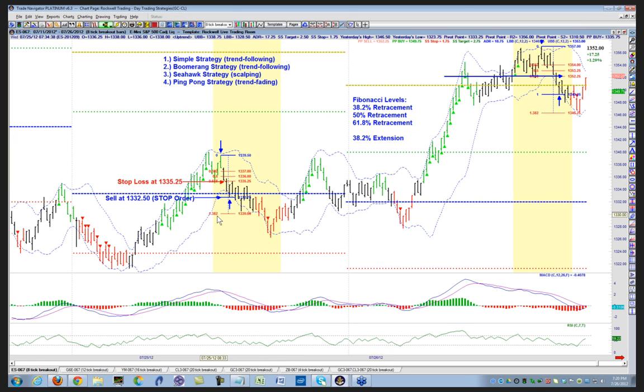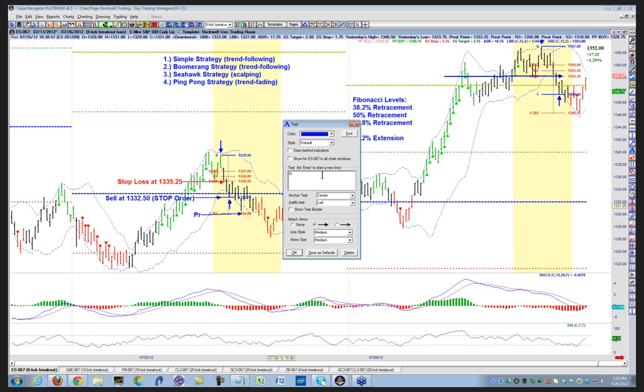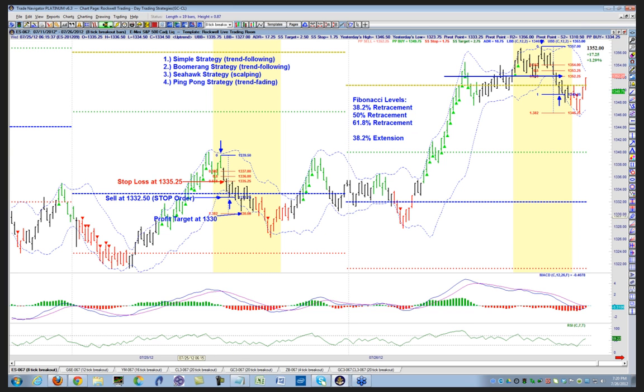And then the profit target is at the 38.2 extension. So right here on this level, right here, there's the profit target. Profit target at 1330. Okay, is that correct? Yeah, right here. So this is the idea, and this would be the trade setup.